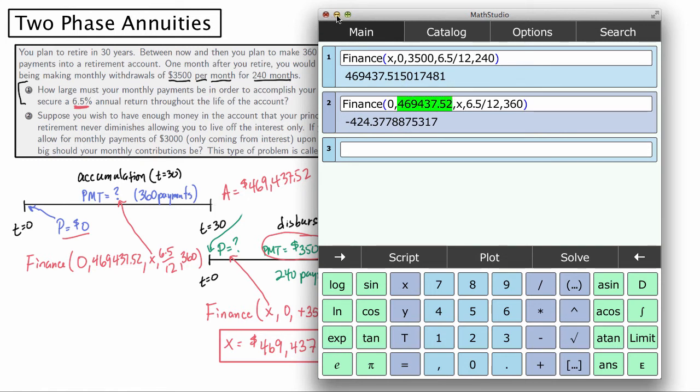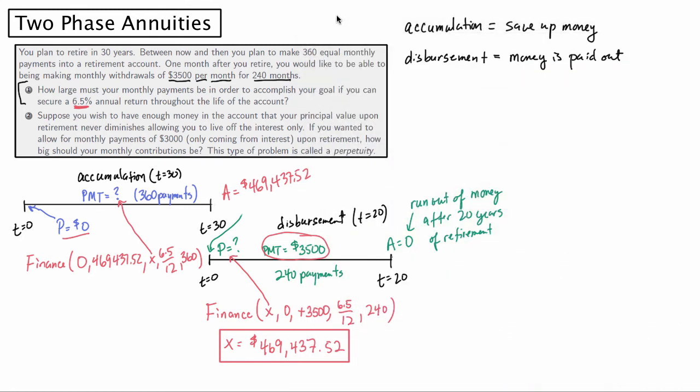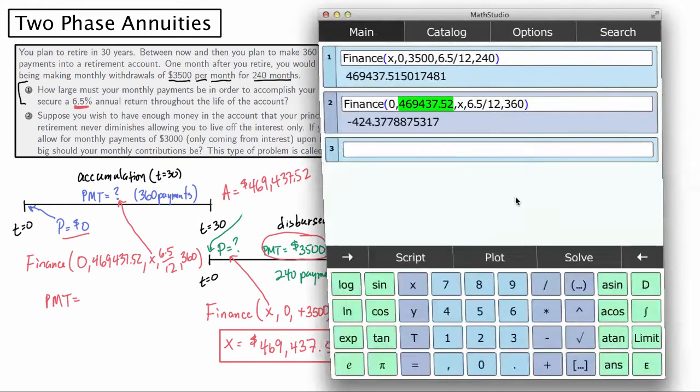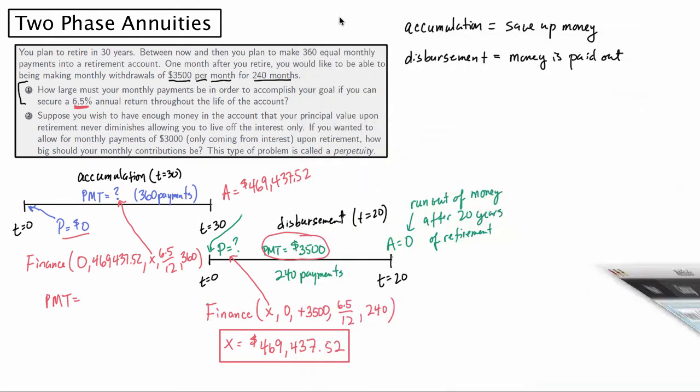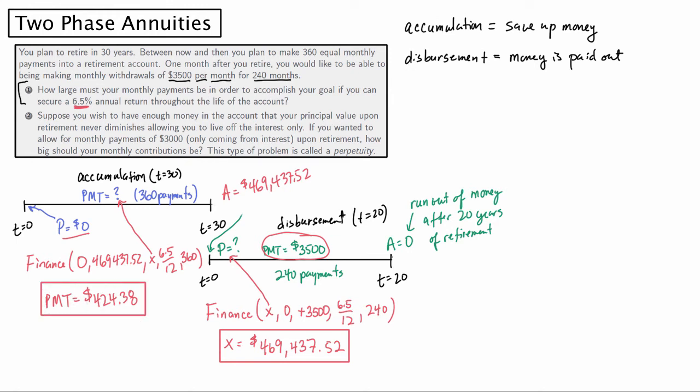So our payment is $424.38. So we would make a monthly payment of $424.38. So there are the two parts to that question. Okay, so that's really nice.